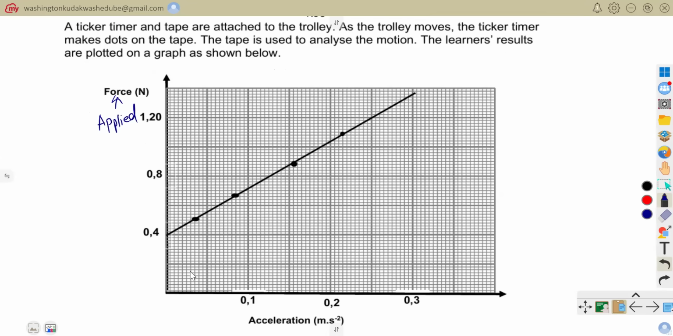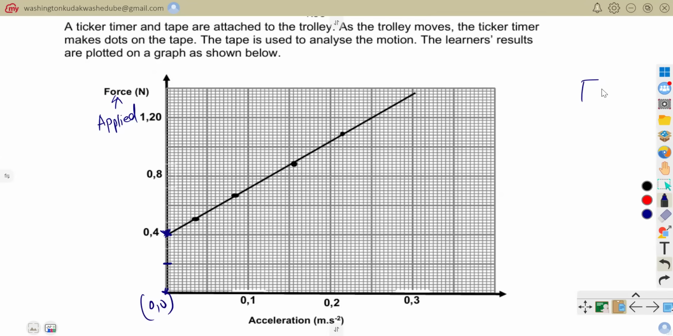Our force, this force is the applied force that we are looking for. And then you can see that the graph is actually not starting at 0, 0. Meaning to say that we have applied a certain force that might be equivalent, maybe let's say to 0.2 here. But the object did not start moving by that time.